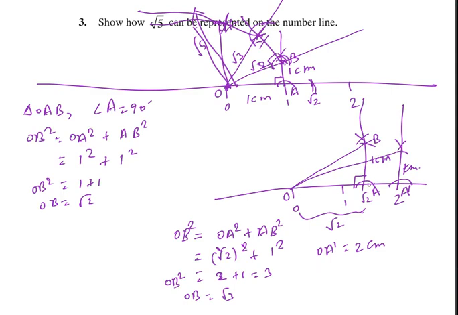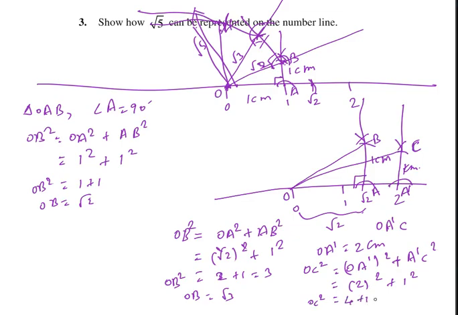Let me consider this point as C, so that in triangle OA dash C, OC square equals OA dash square plus A dash C square. OA dash square is 2 square plus A dash C square is 1 square, so OC square equals 2 square, which is 4, plus 1.